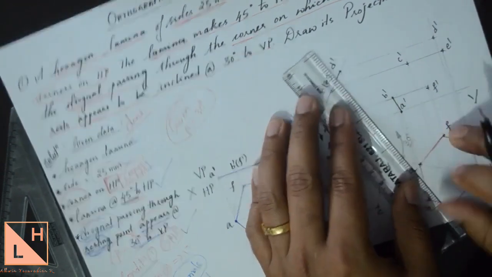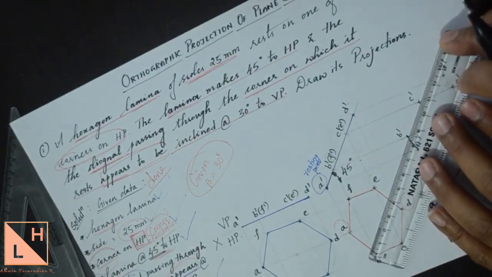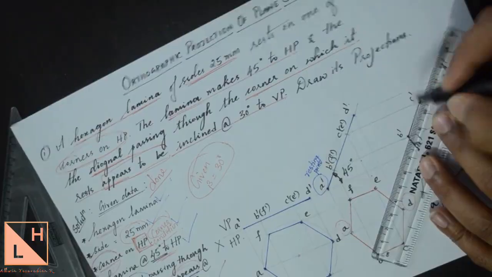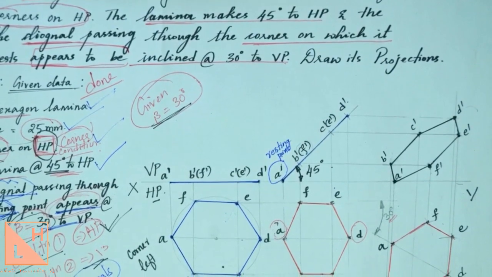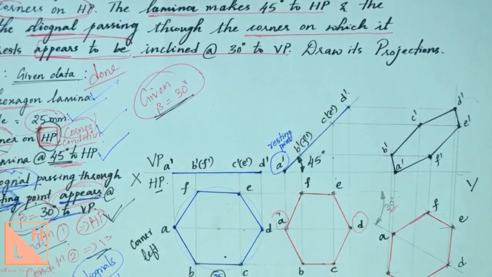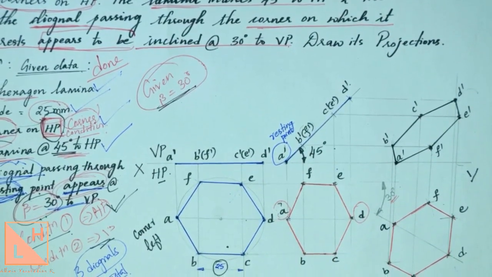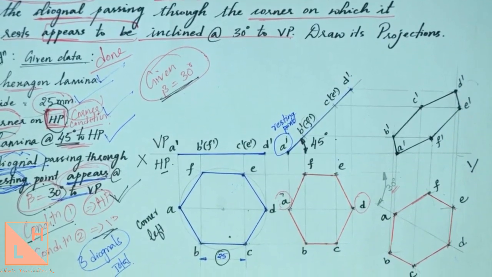Join this with a dark line and that will complete your solution, and it will give your final position for the given condition. So here you have the solution for the first problem. I hope all of you have understood it. Let us just look into another problem and have a better understanding of it.